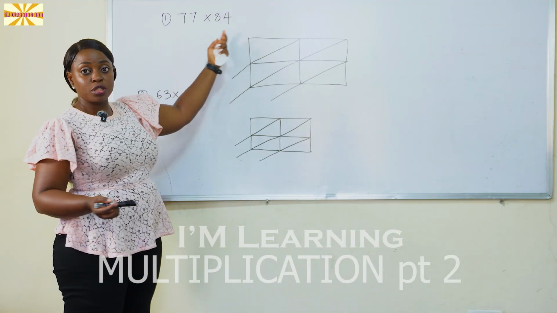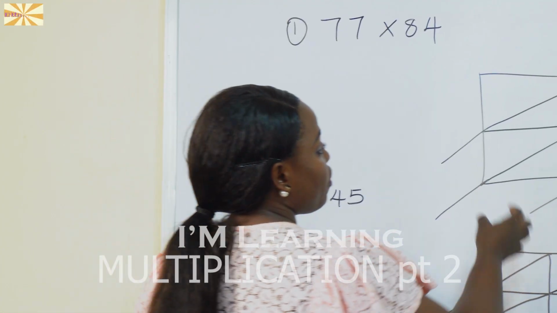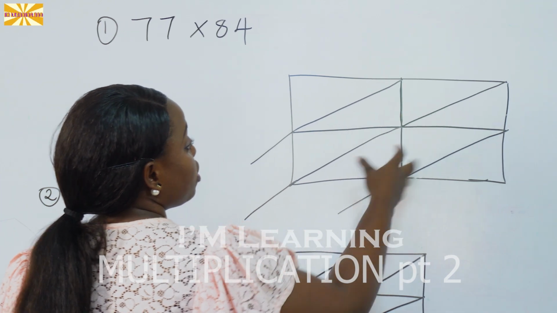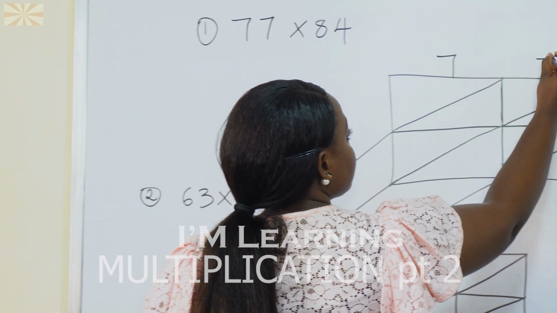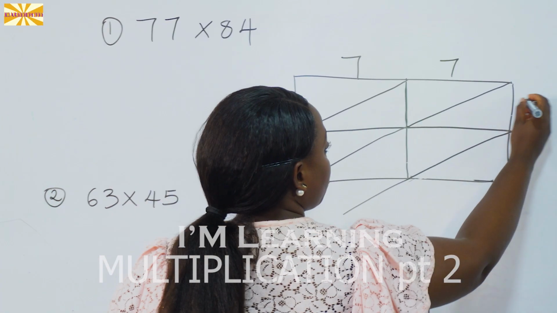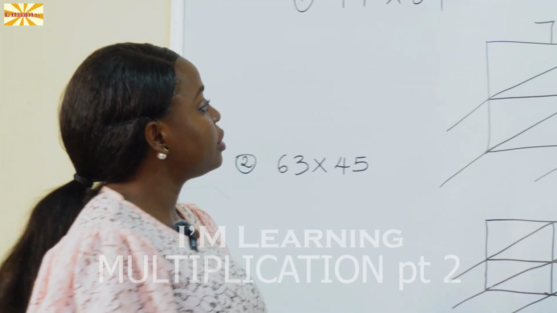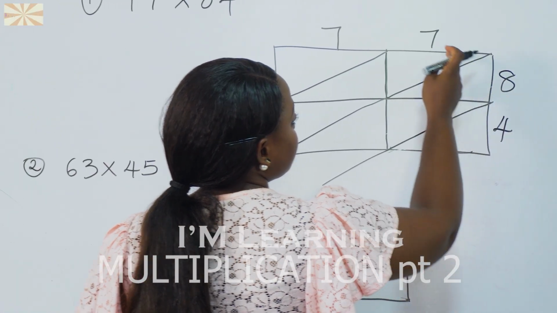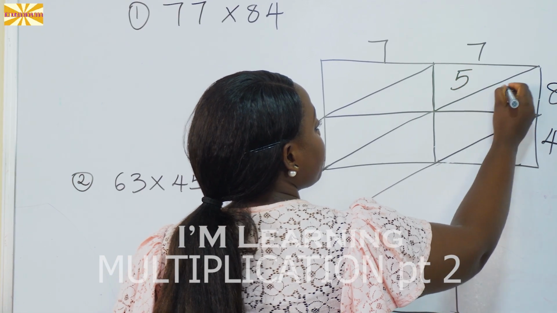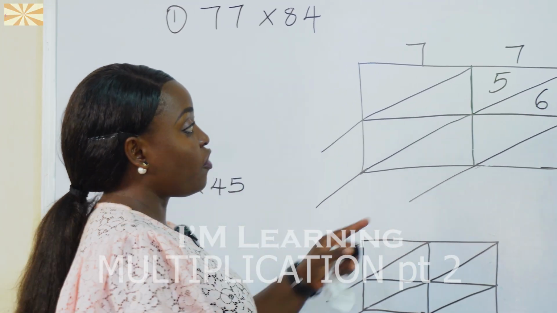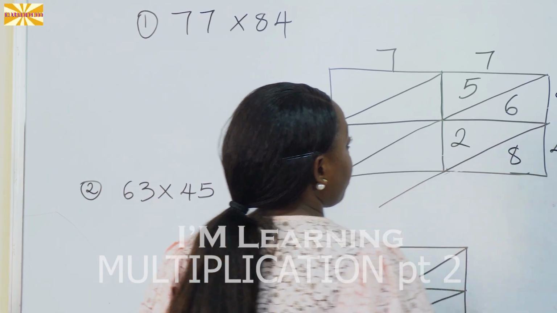Let's look at this 2-digit by 2-digit number, 77 times 84. So you have a box that's divided into 4 places. So you have 4 boxes. So this is 77 on the top, and then you put your 84 on the side. Now we start multiplying. So you start by saying 8 times 7. 8 times 7 is 56. Your first number goes here, your second number goes here. Now 4 times 7 is 28. Your 2 goes here and your 8 goes here.